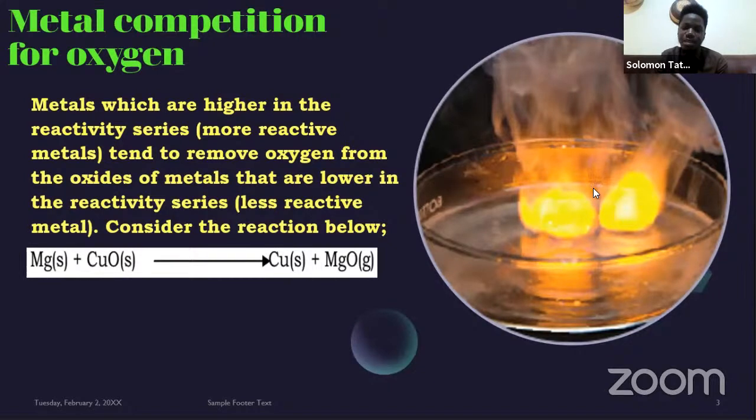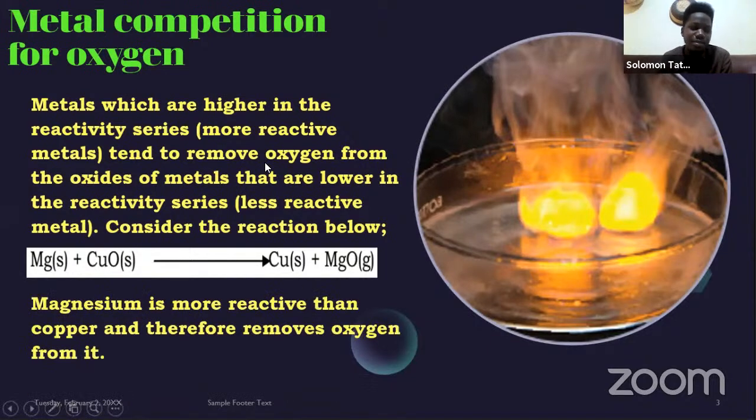It is normally potassium or sodium that reacts like this when you expose it to air, then you put some heat or water on it to react explosively like that. In this case, magnesium is more reactive than copper, therefore it moves the oxygen from it. This is exactly what we have said.